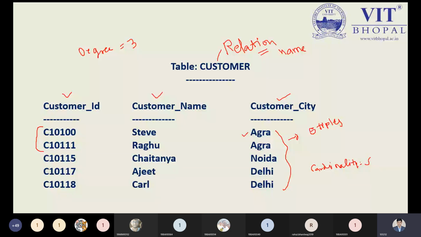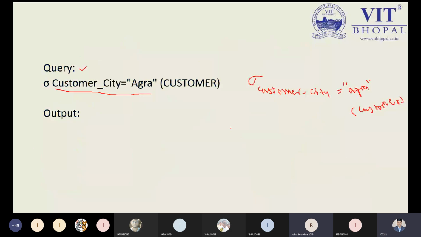Now, is it clear to all? Yes, sir. Any student who has any doubt, you are most welcome to ask any query over here. No doubt? Yes, please tell me. No doubt, sir. Okay.